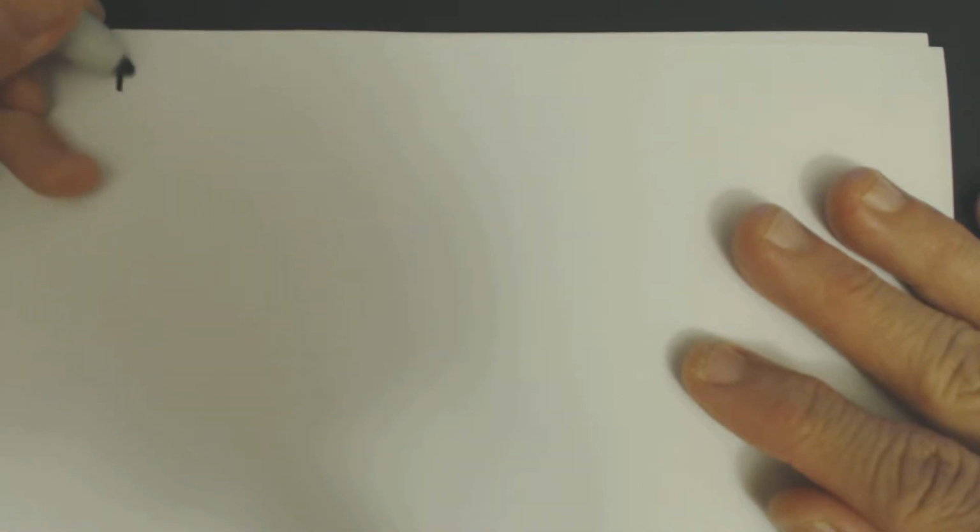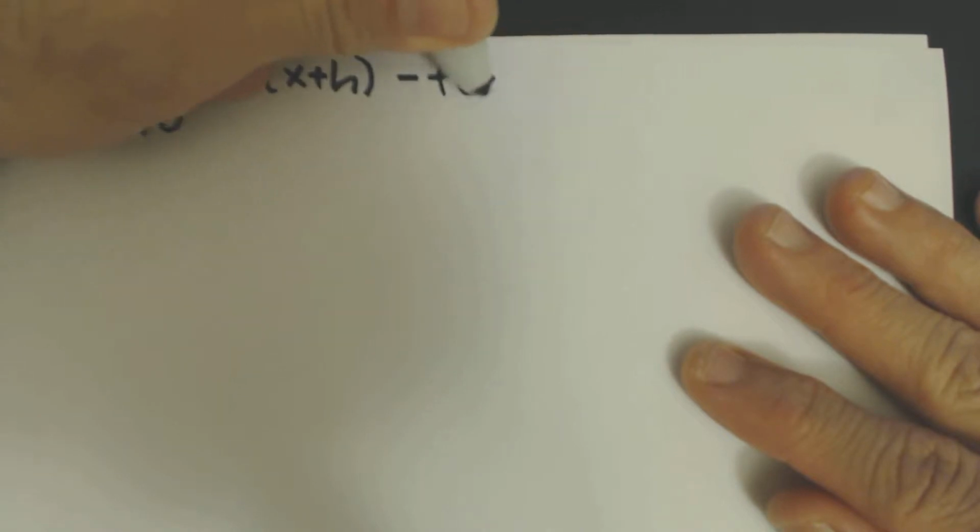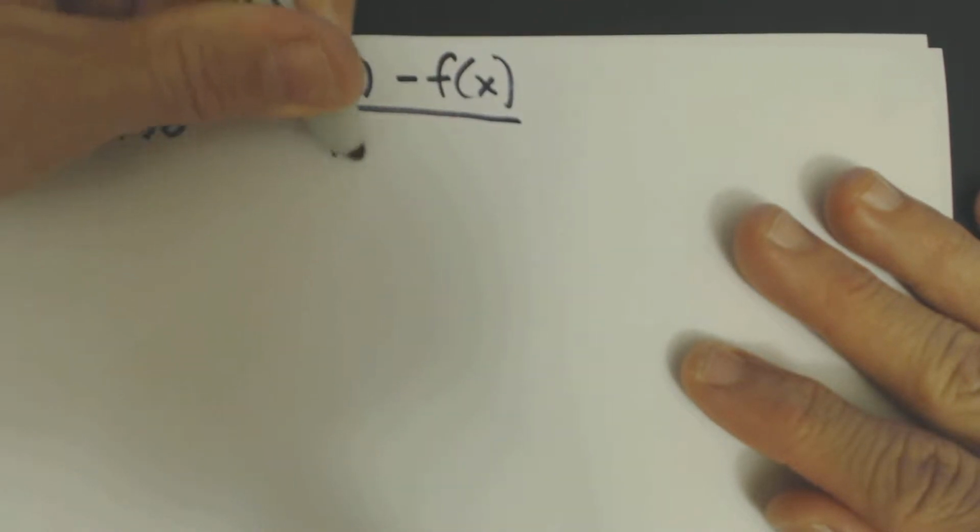Section 10.1, limits, question number 40 on page 468. So, number 40. Again, we are evaluating the functions. We're finding the limit as h approaches 0 of f of x plus h minus f of x over h.